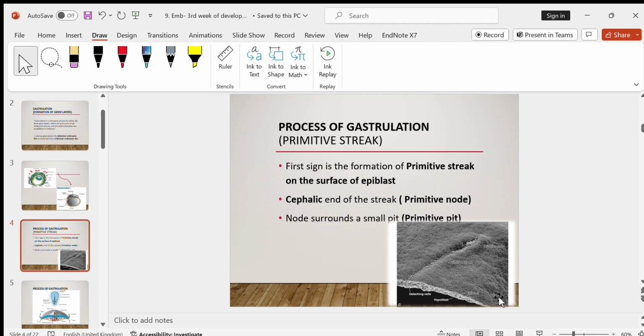What happens is on the embryonic disc, there is a structure that is called the primitive streak. It is on the surface of the epiblast. On the cephalic end of the primitive streak is a structure that is called the primitive node. This elevated structure is the primitive node and the central depression is the primitive pit. So this line is the primitive streak. Cephalic end is signified by the primitive node and in the center is the primitive pit.